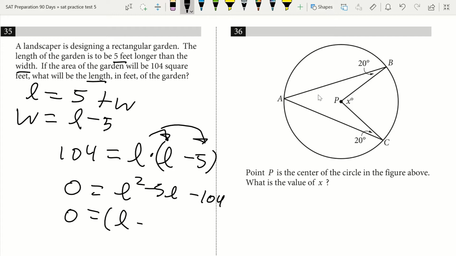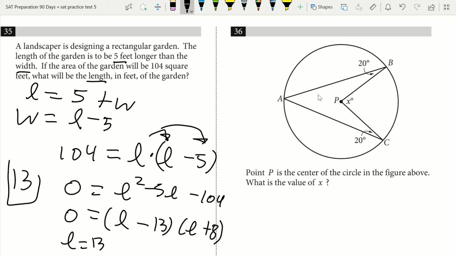So I'll have an L minus 13 times an L plus 8 is what it looks like to me. I'll quick check that in my calculator by doing 13 times 8, see what that equals. I see that that gives me 104, so that will be my factorization there. So as far as what the length will be, we know our length has to be positive, therefore it's going to have to be 13. So my answer for 35 is going to have to be 13. All right, so that one's not too tough.